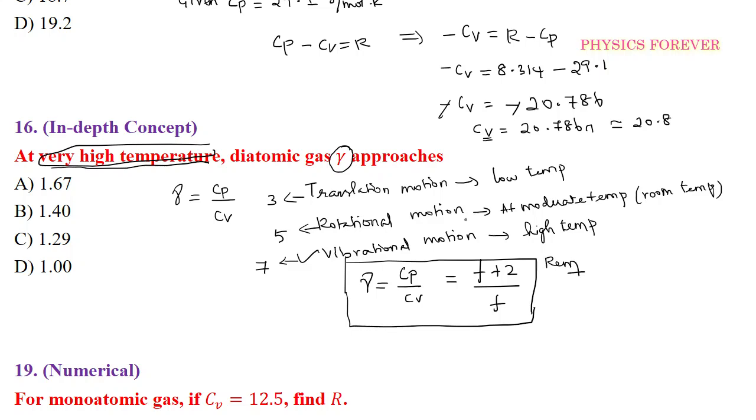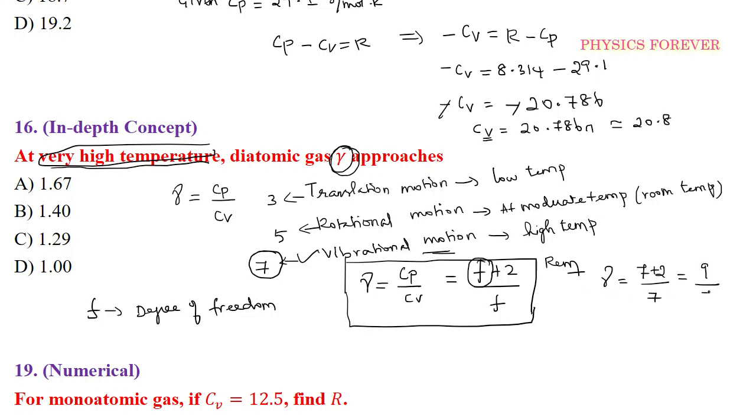Important, you have to remember this relation. That is the specific heat capacity ratio, gamma, where F is the degree of freedom. At high temperature it will be vibrational motion, and its degree of freedom is 7. So gamma is equal to (7 plus 2) divided by F, which is 7. 7 plus 2 is 9, so 9 by 7.